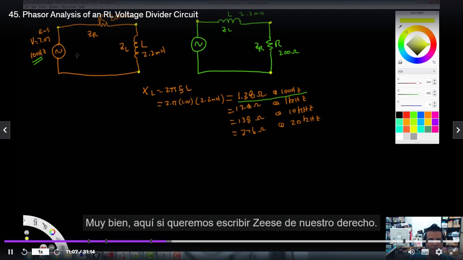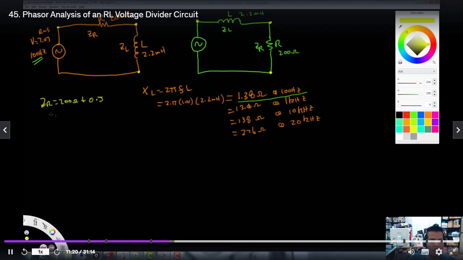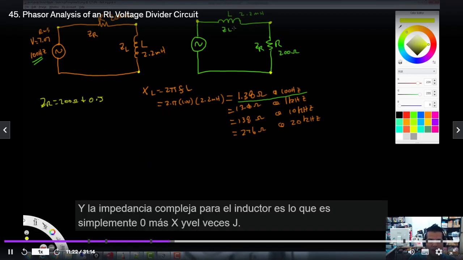All right, so over here, if we want to write Z sub R, the real part is 200 ohms, so it's 200 ohms plus 0J. Okay, and the complex impedance for the inductor is what? It's simply 0 plus X sub L times J.